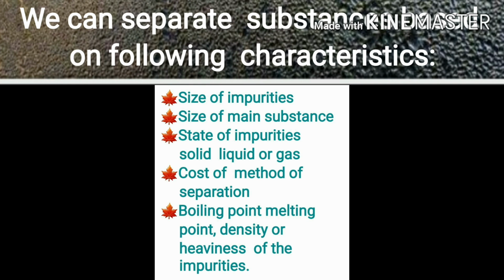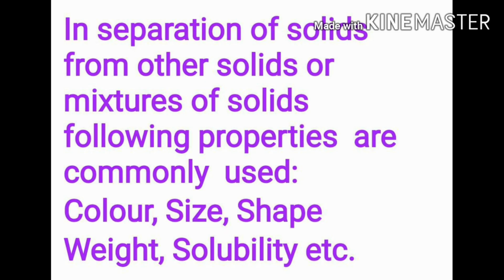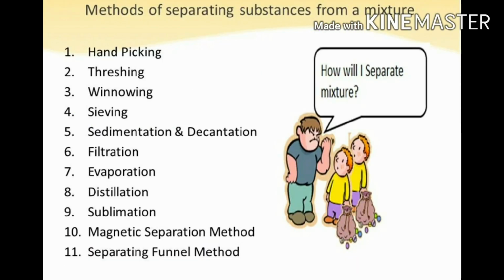We can separate substances based on various characteristics such as size of impurities, size of the main substance, and the state of impurities like solid, liquid, or gas. And we also focus on method of separation and its cost. When we are separating a solid from a mixture of other solids, we consider the properties such as color, shape, size, and its solubility in the liquid.